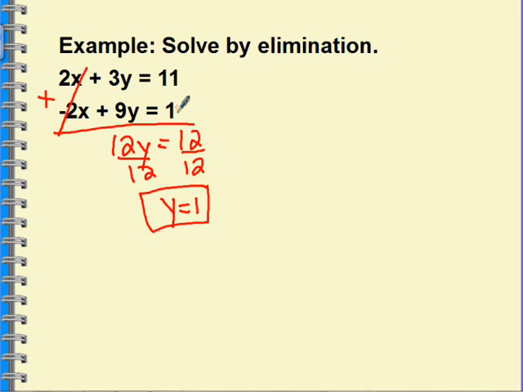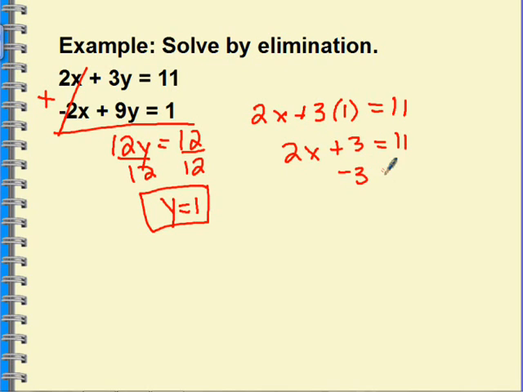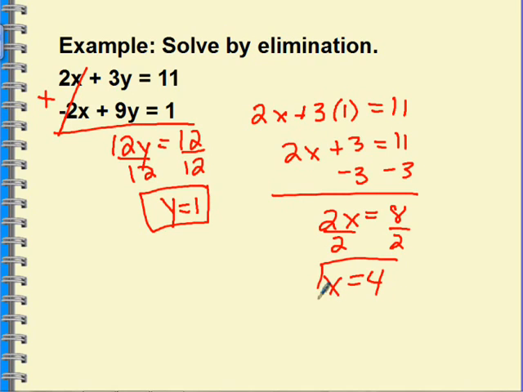I can pick either equation to plug it back into. Let's pick this one, the top one. So I'm going to say 2x plus 3, instead of y, we're going to plug in what we just got, 1, equals 11. Well, 3 times 1 is 3. Subtract 3 from both sides. So I get 2x equals 8. Divide by 2, so x equals 4. So the final answer would be 4, 1.